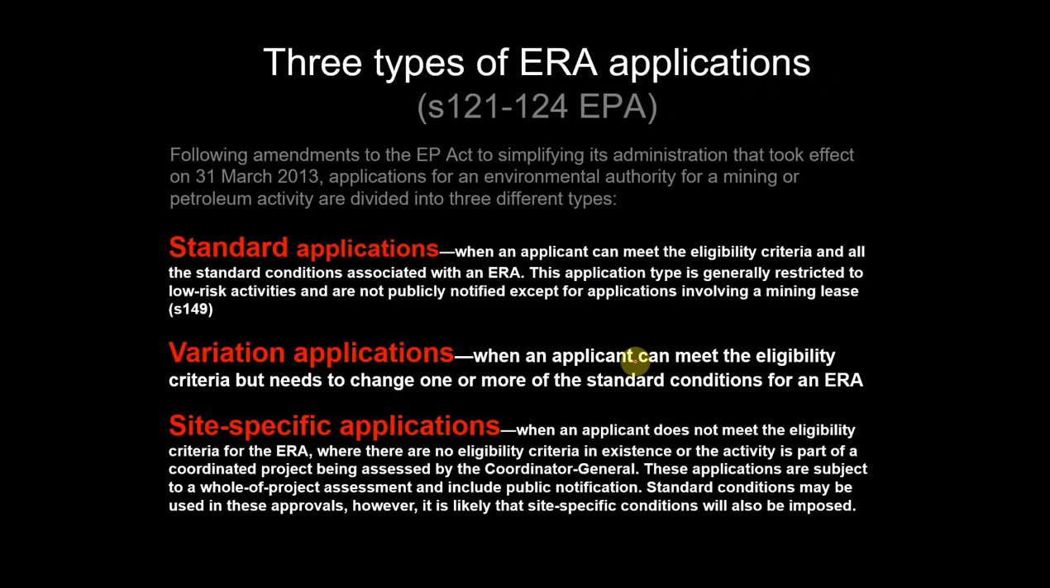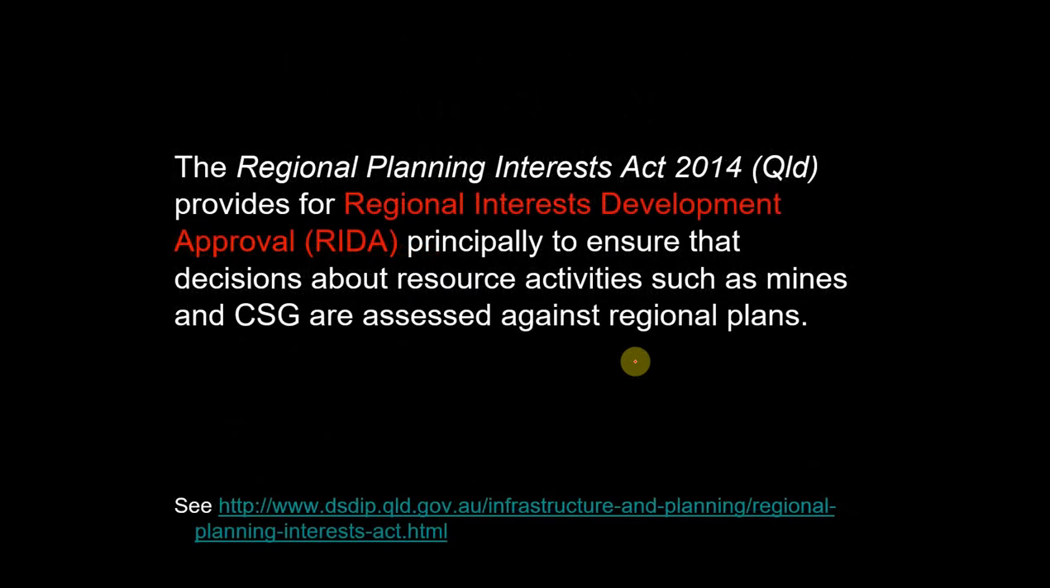Variation applications are sort of in between, where you don't quite meet the eligibility criteria, and you need to change the standard conditions. That's called a variation application. But the big mines get site-specific applications. So New Acland Stage 3 is a site-specific application. It undergoes the full process, including public notification and objection rights under the Environmental Protection Act.